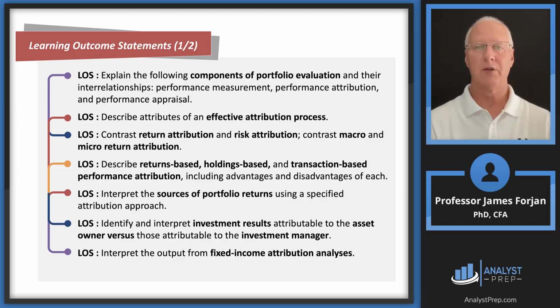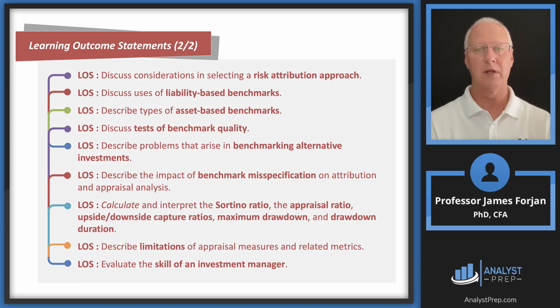Let me just quickly remind you that back in part 1, we spent some really good time on return attribution. Remember, we did the BHB model and the Carhart model. So what we're going to do now in part 2 is extend that to risk attribution. Notice that's the first LOS that we'll do. But then we have 4 or 5 LOSs on benchmarking. And then down at the bottom, those LOSs we'll get into specific risk attributions.